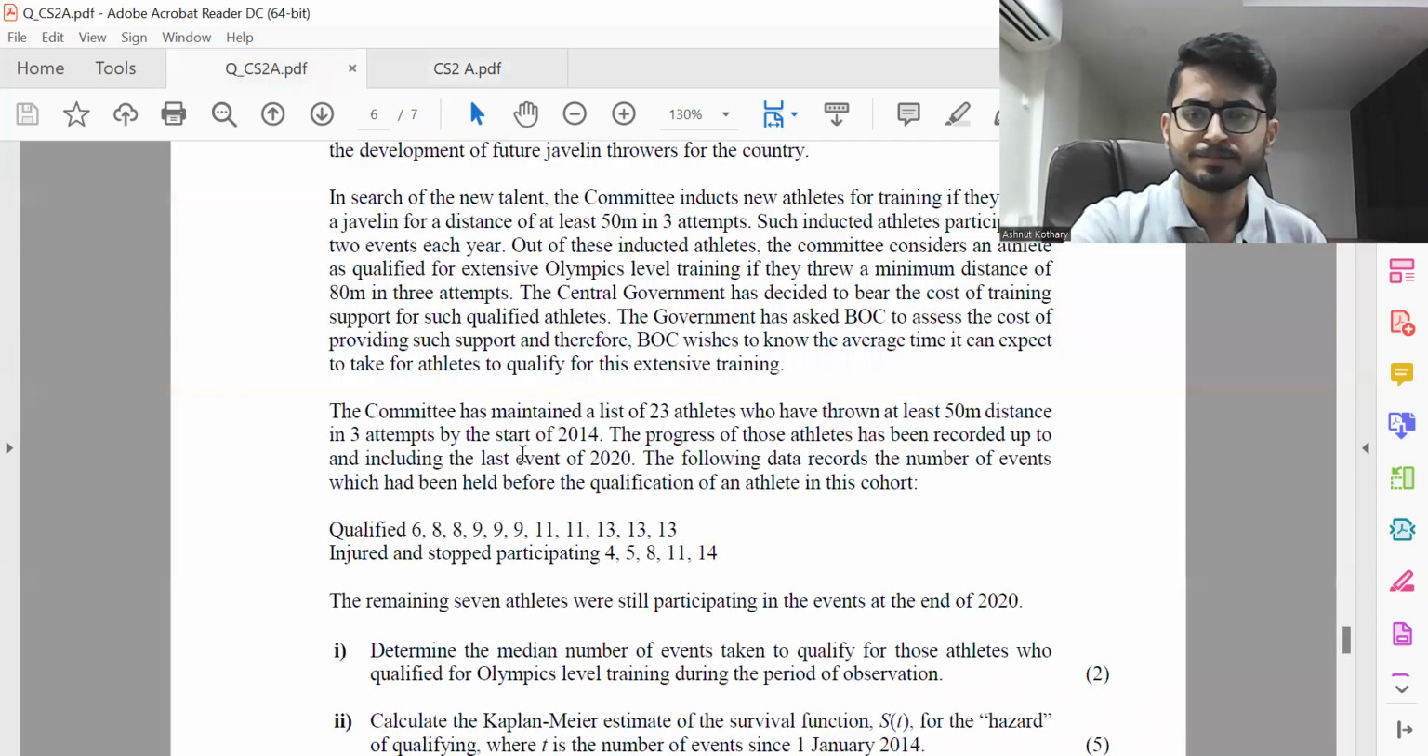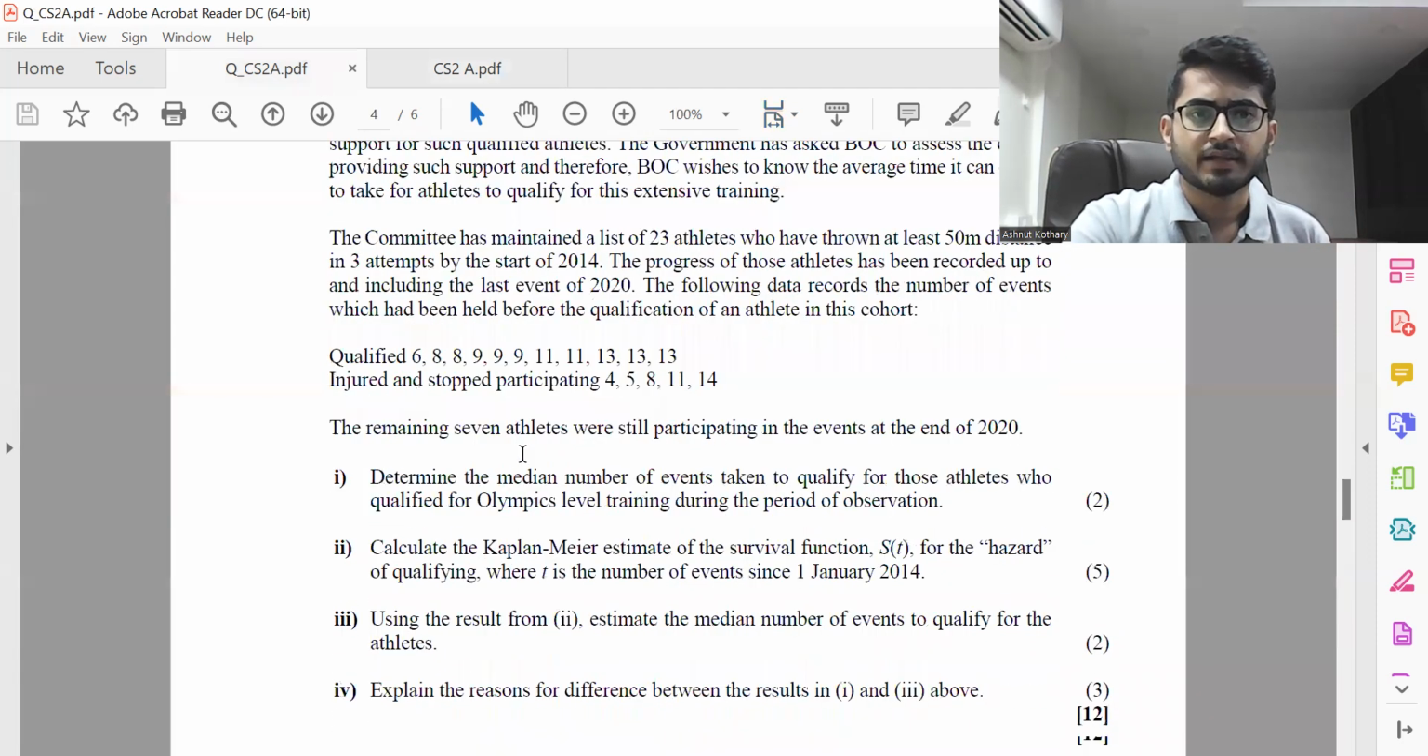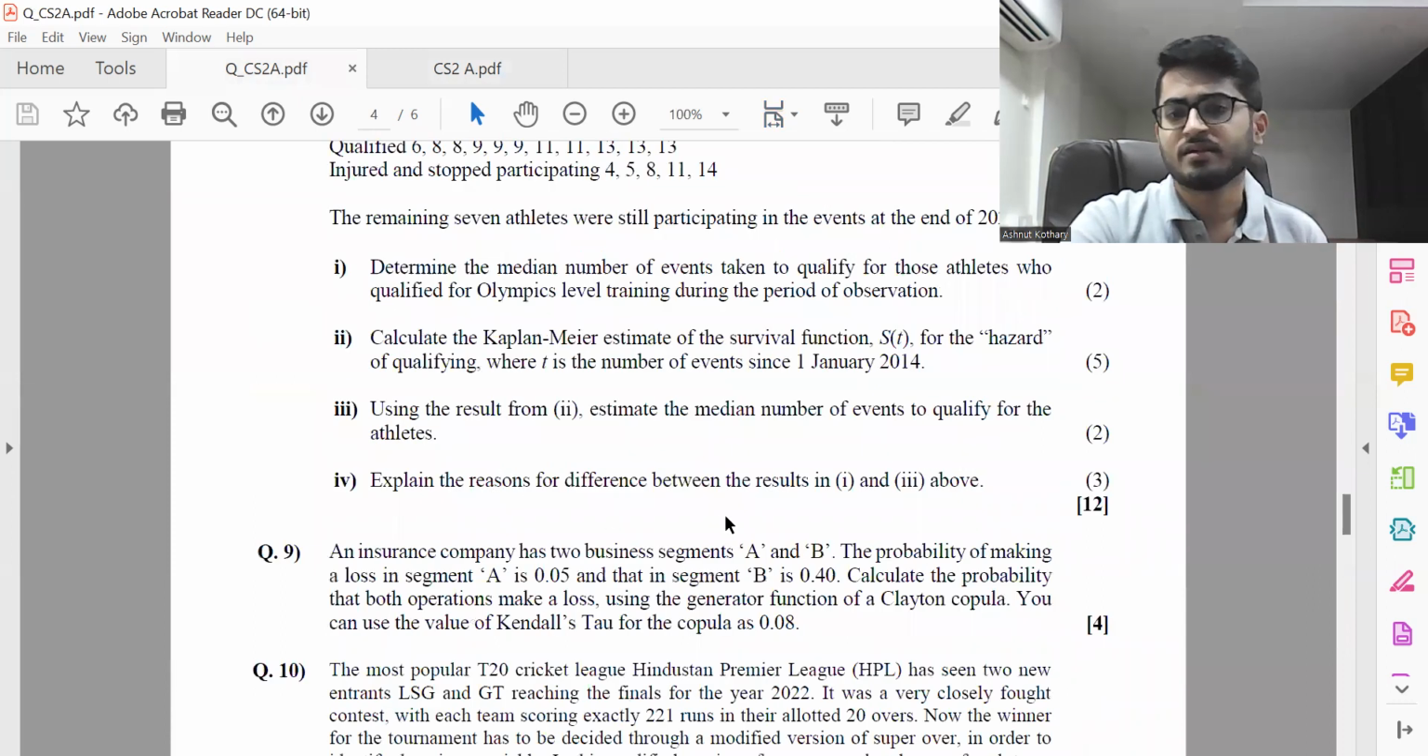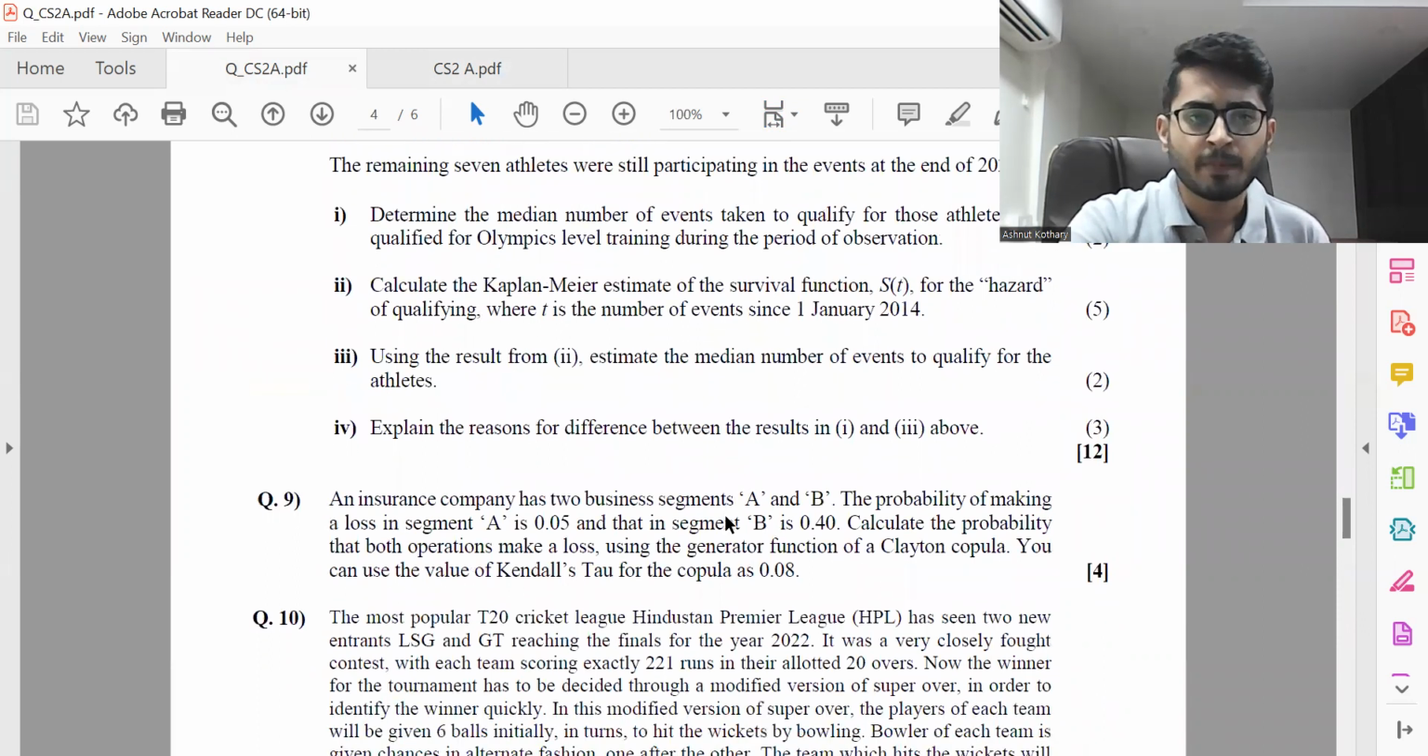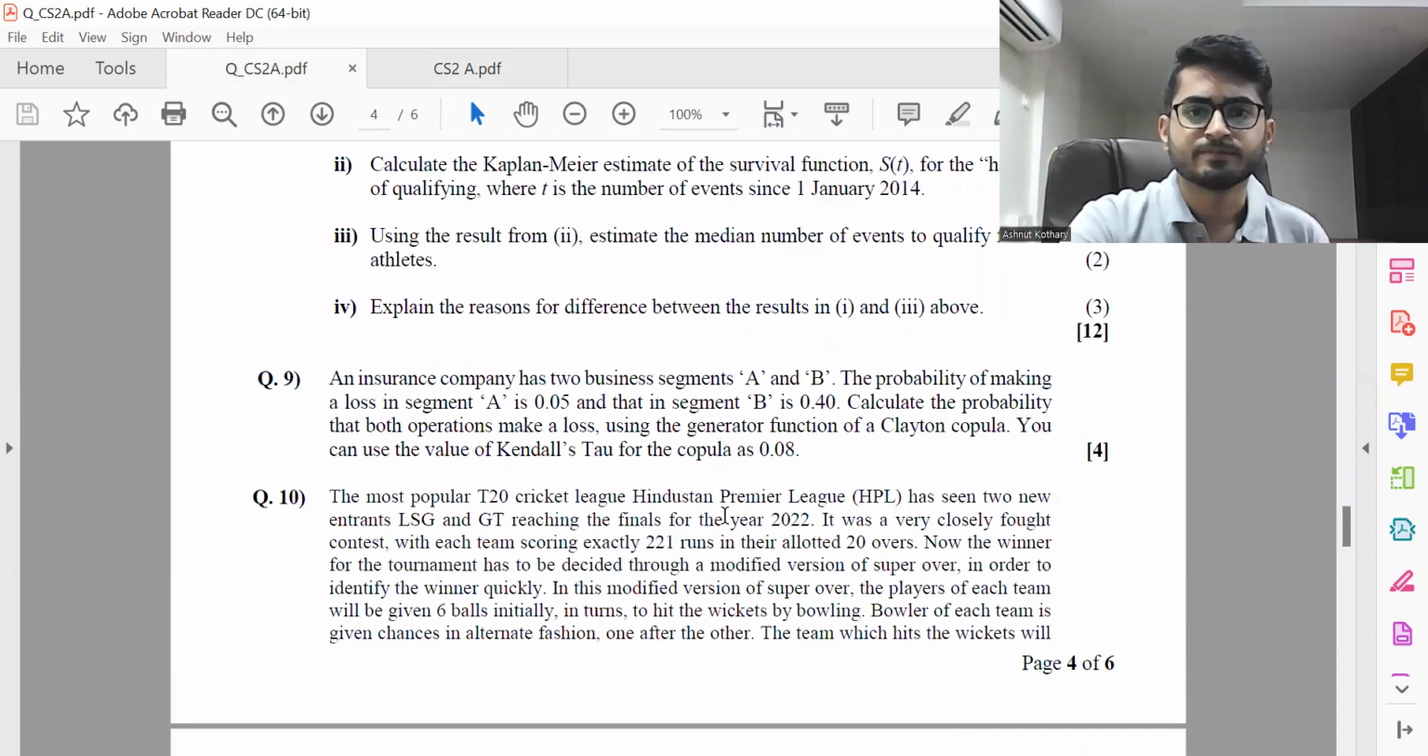This is question 8. And then part 4 is explaining the reasons for difference. Again, this is something which has been tested in the past in IFOA as well, so you could refer to it. Question number 9, it's from copulas.